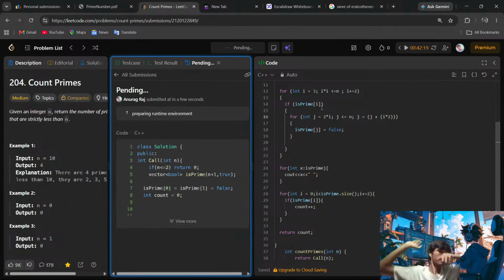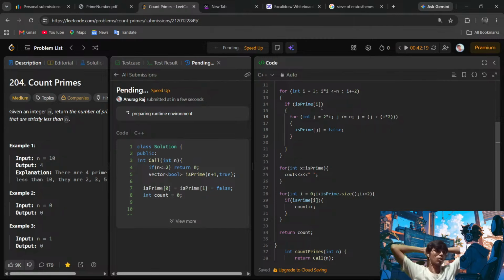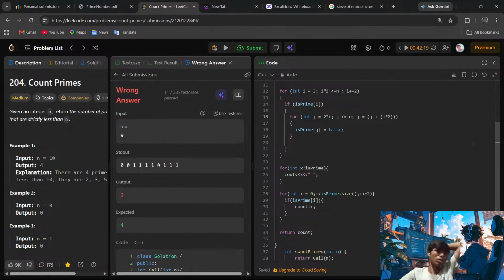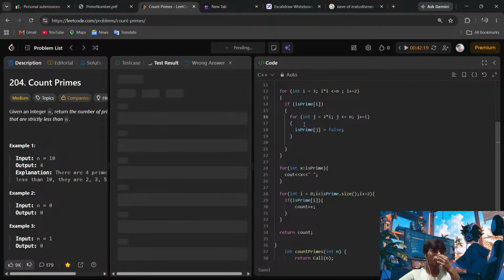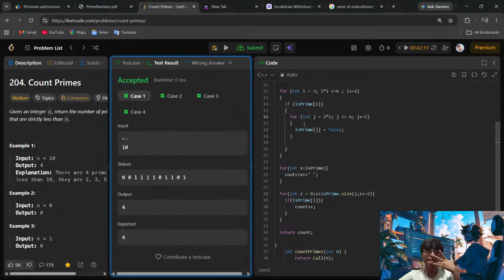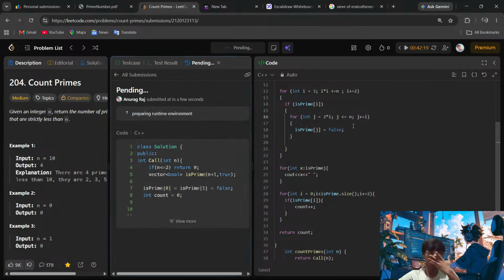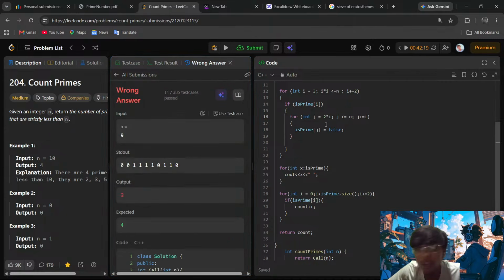Yeah. For this, I got the wrong answer. Basically, I have to take J plus equals to I. So from this point, I have to start, right? If I is prime, then the table of I is composite.